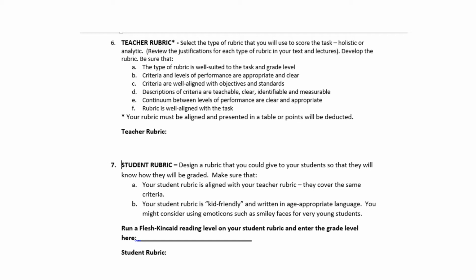The descriptions of the teacher rubric should be clear, teachable, identifiable, and measurable. There should be a continuum between levels of performance that are clear and appropriate, and the rubric should be well aligned with the task. As we're learning about rubrics, one of the things that I will be calling your attention to is that you need to start with a set of criteria. So let's say you're doing an essay and you want the criteria to be organization, focus on content, mastery of content rather, writing mechanics, and something else. And you have 4 criteria.